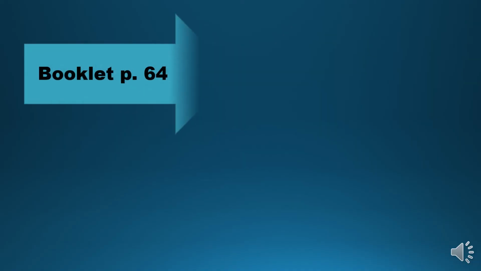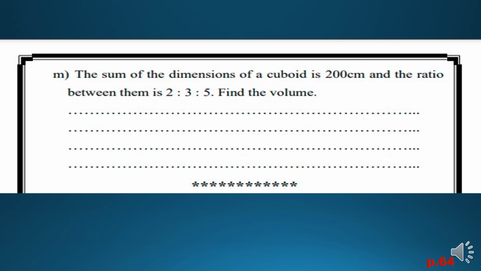Booklet page 16. Letter M. The sum of the dimensions of the cuboid is 200 centimeters and the ratio between them is 2 to 3 to 5. Find the volume. To find the volume of the cuboid, it's equal to length times width times height. So I have to get the length and the width and the height of the cuboid to get its volume. Here I have the ratio between the dimensions. The ratio between the length to the width to the height is 2 to 3 to 5.